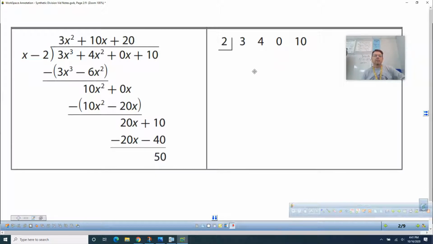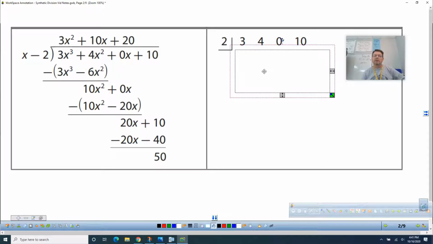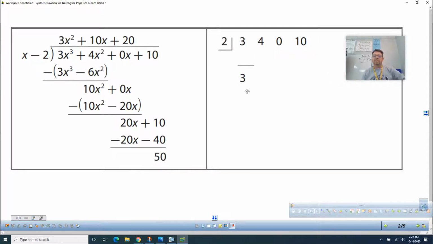But what's going to happen here? I've got a box here that's going to show you stuff. This is a quick overview, and we'll go over the details again. What happens first is we're going to bring down the 3. Then we're going to do something called multiply, add, multiply, add, multiply, add. When we multiply, we will always multiply by the 2. So we're going to do 2 times 3. There's your 6. Now add, get your 10.